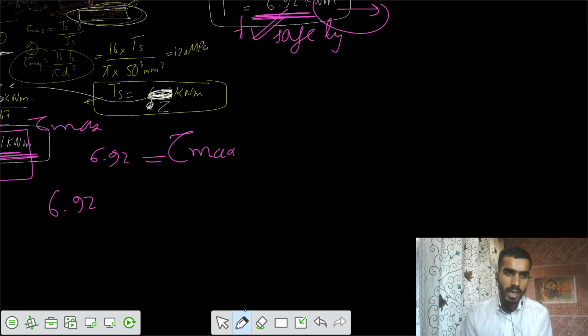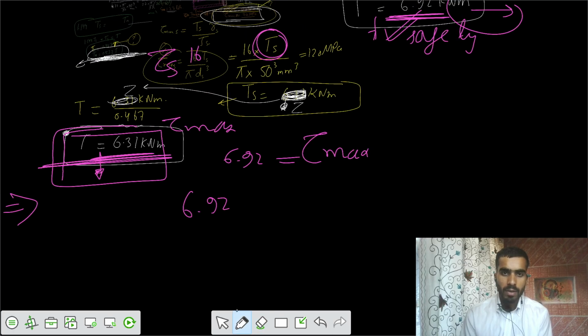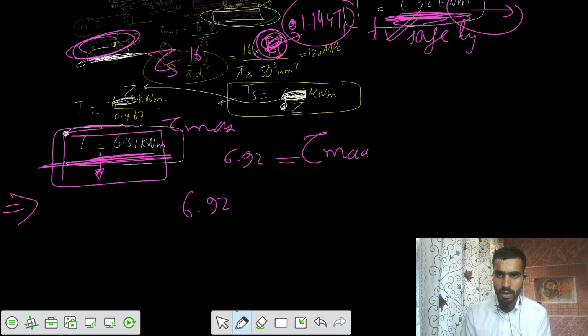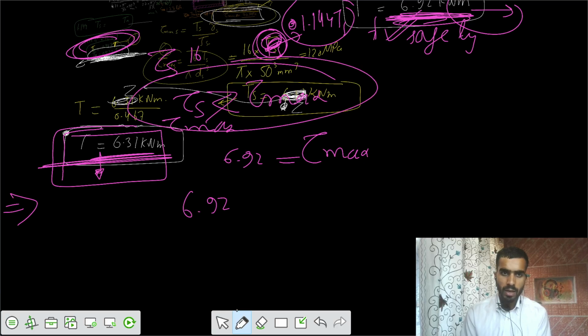If I have the equation for tau developed in the steel, equal to 16 times Ts, and I substitute the final value into this equation, the value would be more than the allowable. This would actually be 1.144 Ts. So you get the stress in the steel more than tau max, so your material will fail. That means your steel shaft would fail.